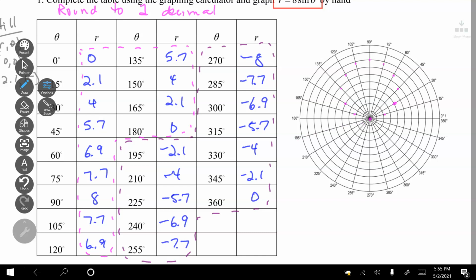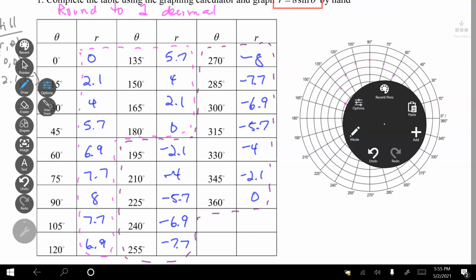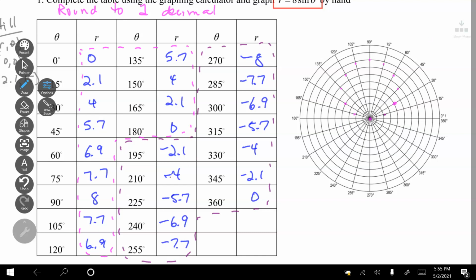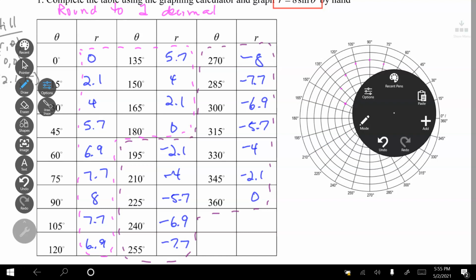This is the 195 line. Instead of going down 2.1, I have to go backwards 2.1. It's going to be right over that first dot I did before. I go 210, negative 4. Instead of towards 210, I have to go backwards 4, which is that second dot I drew.